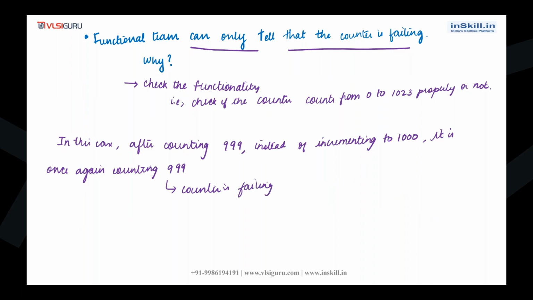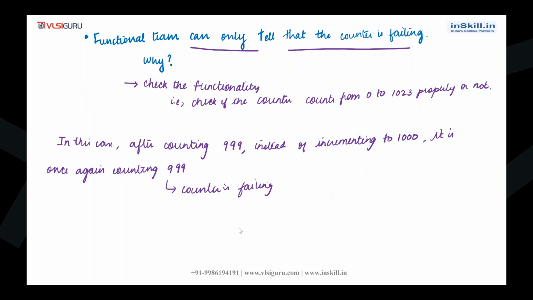Okay, so functional team, they can only tell that the counter is failing. The reason is because they will check the functionality, that is, they will check if the counter counts from 0 to 1023 properly or not. So in this case, after counting 999, instead of incrementing to 1000, it is once again counting 999. So counter is failing. Okay.